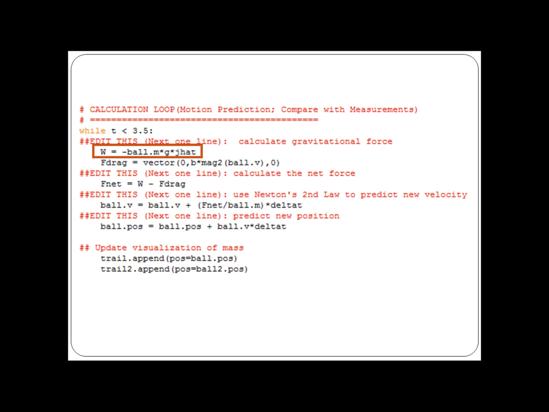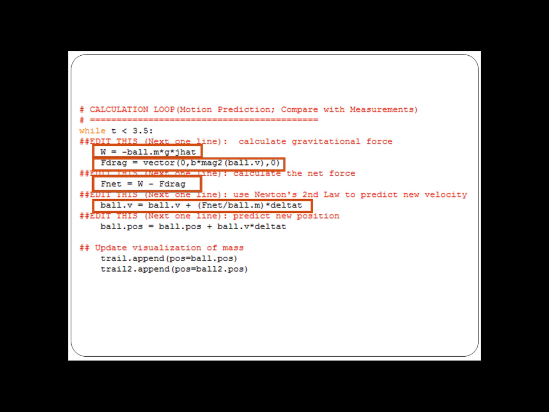Here, W represents the weight force or the force of gravity, which is just negative mg. Here's where the drag force is. And for the equation of the drag force, I use B times the magnitude of the ball's velocity squared. Since in this model we are assuming that the drag force and the weight force are the only 2 forces acting upon the object, and these 2 forces act in opposite directions, so we need to subtract it. So the net force is the force of gravity minus the drag force.